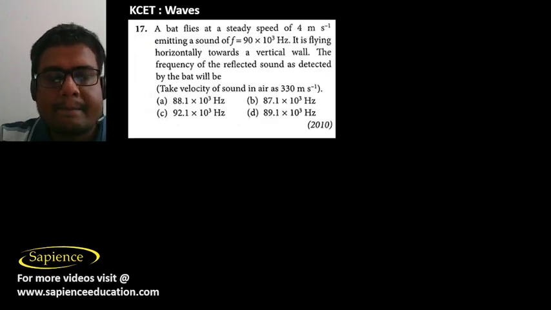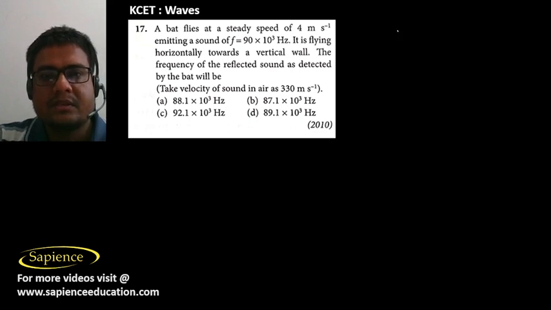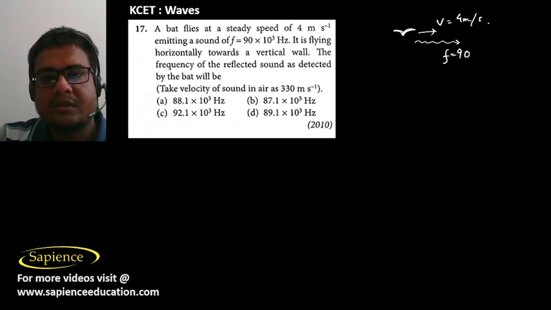Then it is told that a bat flies at a steady speed of 4 meter per second, and it is emitting a sound of frequency 90 kilohertz, that means 90 into 10 to the power 3 hertz. It is flying horizontally towards a vertical wall. We need the frequency of the reflected sound as detected by the bat.